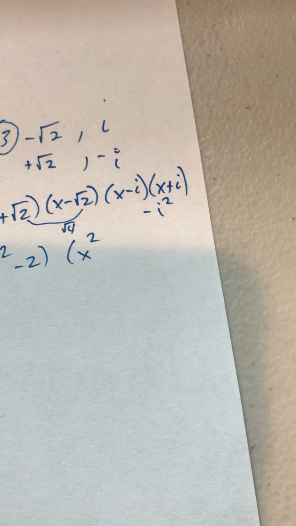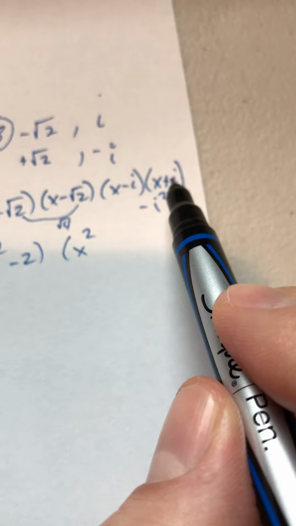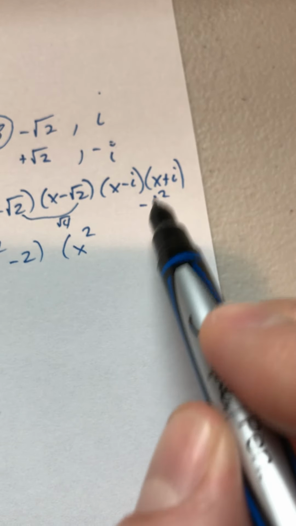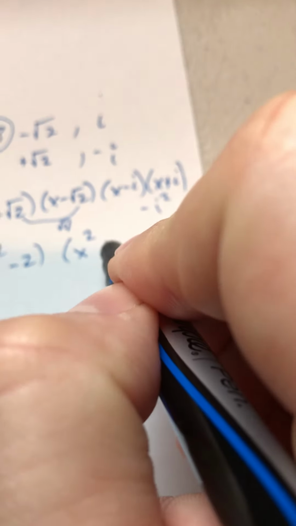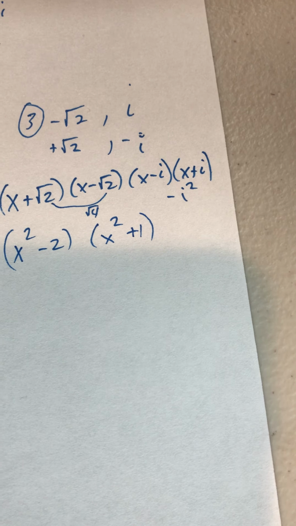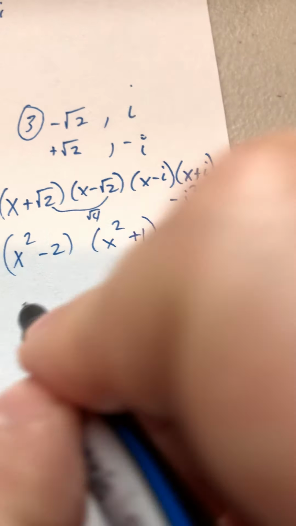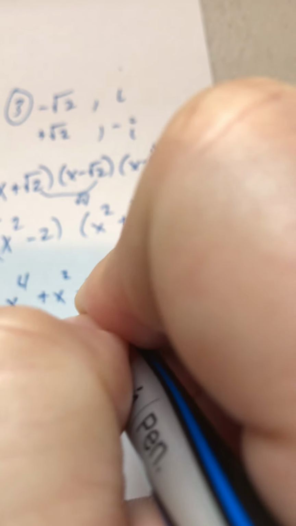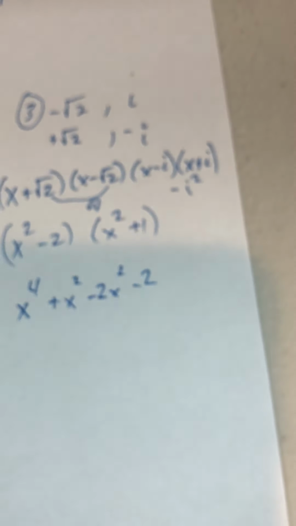And then over here, again, first and last is all I have to do. Now here I get minus i squared. When I do the i times the i I have a negative i times a positive i. This is negative 1, so minus a negative 1 turns this into a plus 1. And there's my solution. And now I can multiply this out. So x to the 4th plus x squared minus 2x squared minus 2.